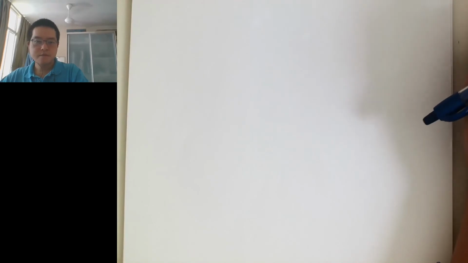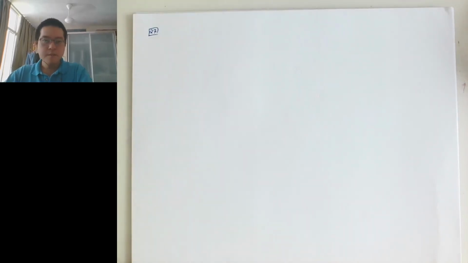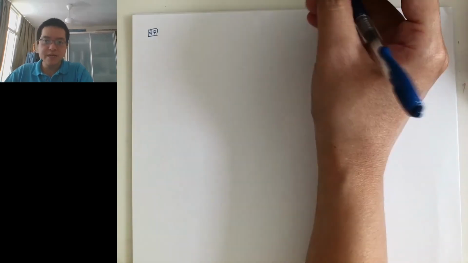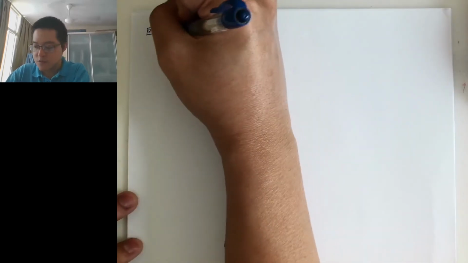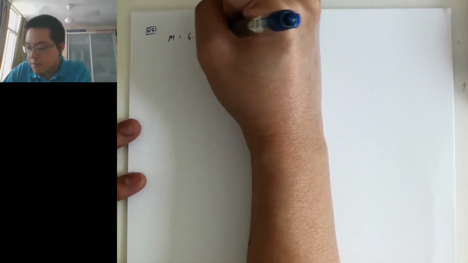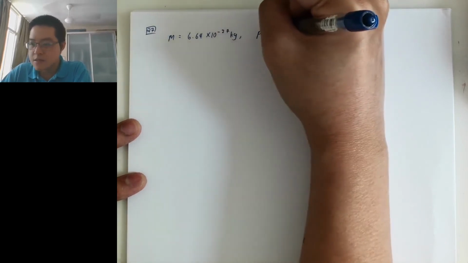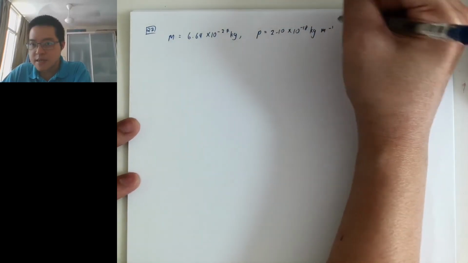Okay. Any other question? So question 7 now. Question 7 is a particle having a rest mass and having momentum. So according to the question, the rest mass is given to be, let me copy this down, 6.64 times 10 to the minus 27 kg, and then the momentum p is equal to 2.10 times 10 to the minus 18 kg meters per second.